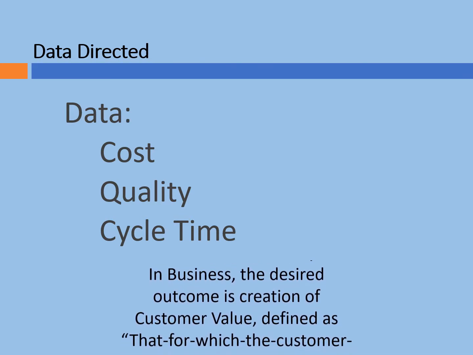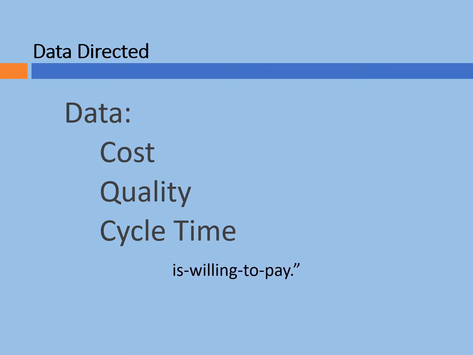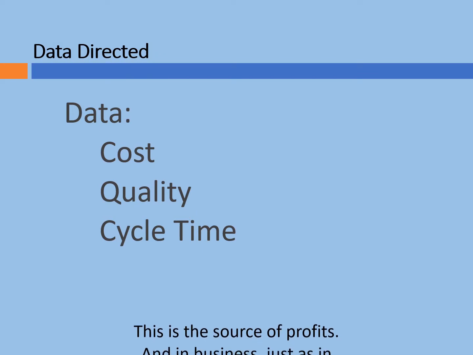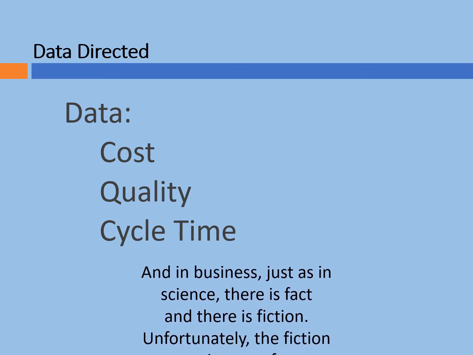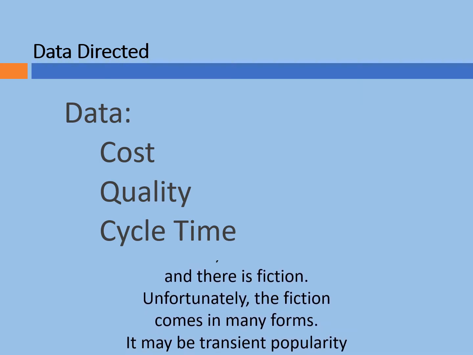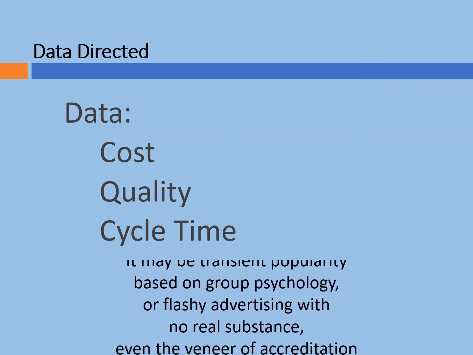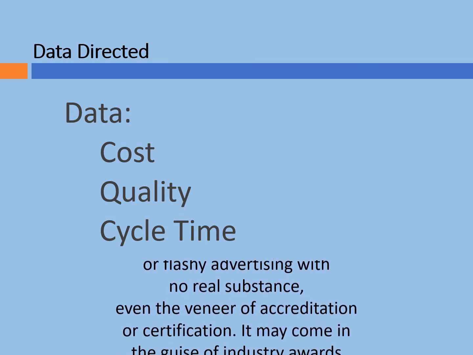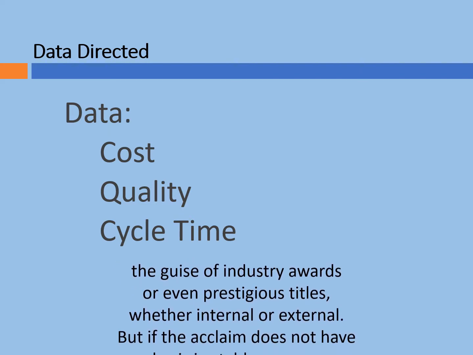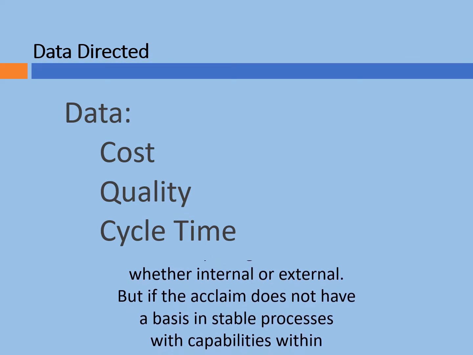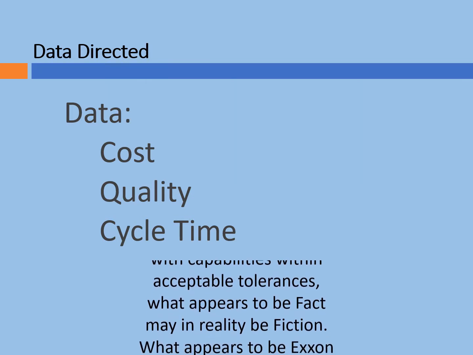In business, the desired outcome is creation of customer value, defined as that for which the customer is willing to pay. This is the source of profits. And in business, just as in science, there is fact and there is fiction. Unfortunately, the fiction comes in many forms. It may be transient popularity based on group psychology or flashy advertising with no real substance, even the veneer of accreditation or certification. It may come in the guise of industry awards or even prestigious titles, whether internal or external. But if the acclaim does not have a basis in stable processes with capabilities within acceptable tolerances, what appears to be fact may in reality be fiction.